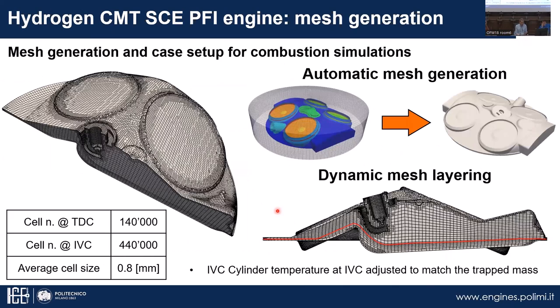This is the computational mesh used for combustion, only one mesh with dynamic mesh layering that is changing the mesh topology when the piston is moving up and down. The mesh is generated automatically with a Python script, so you just give a bounding box and the mesh surface and the shape of the layer, and then it generates automatically the mesh.